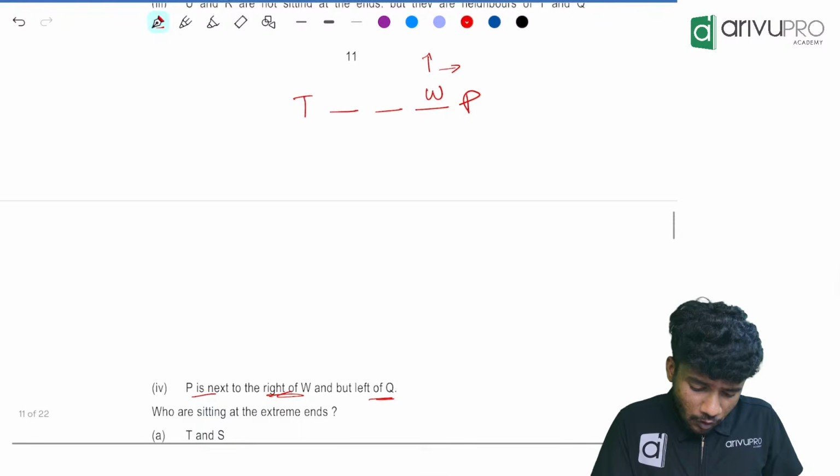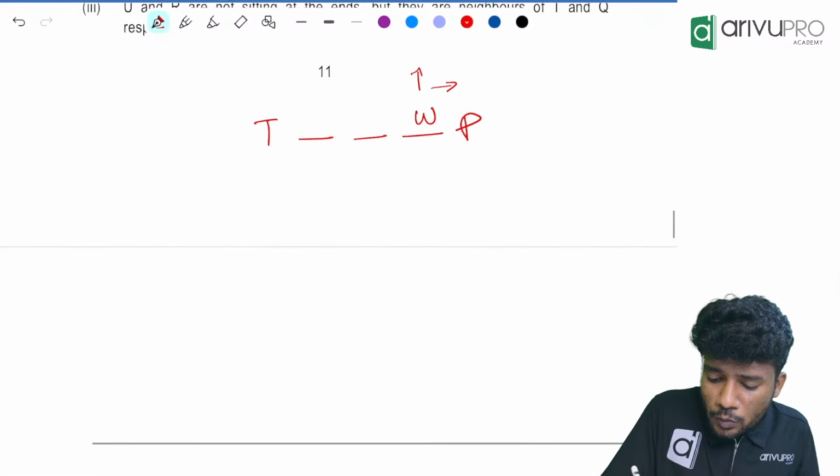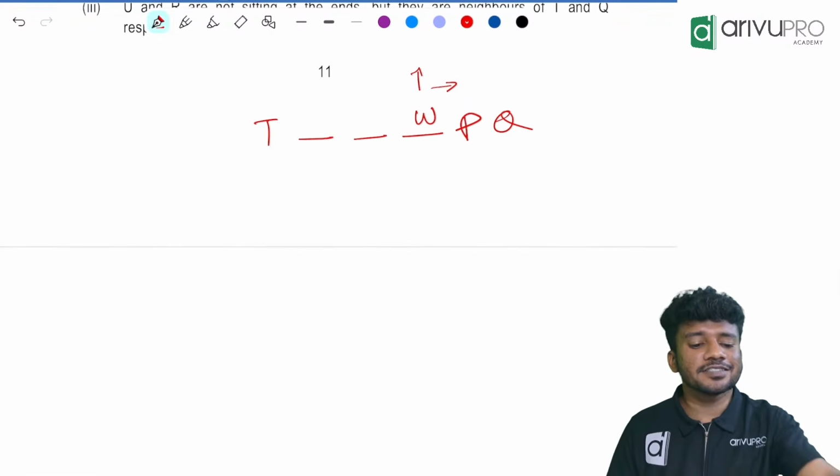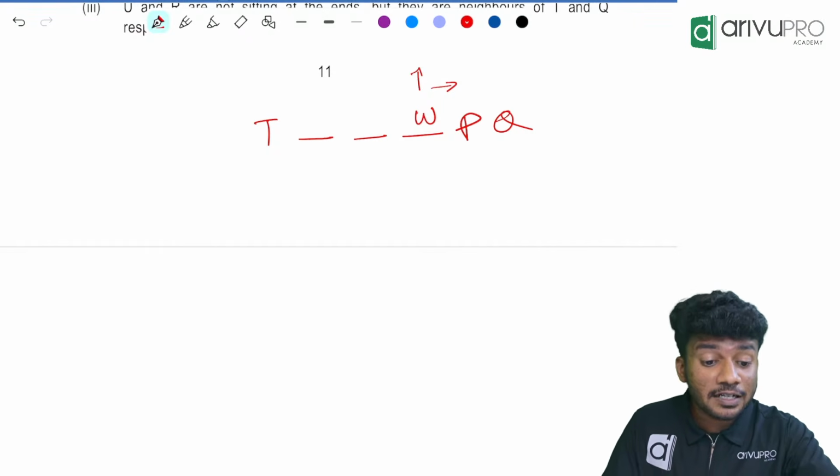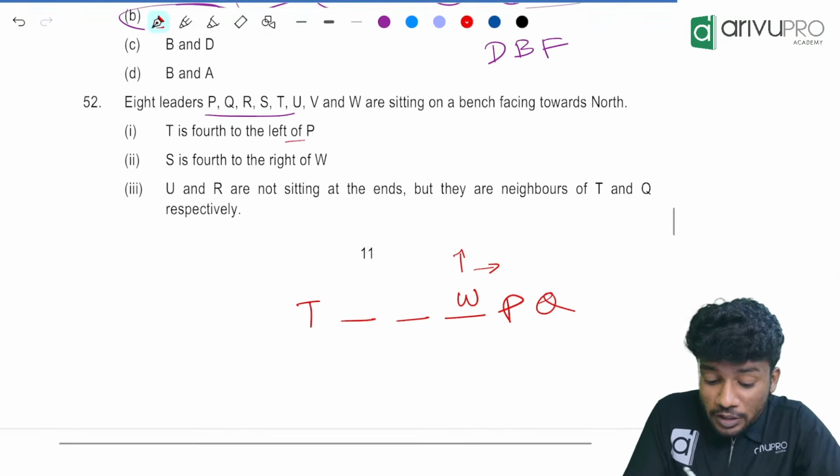P is on the left of Q. Q is over here. That much is done. I hope that you are done till here. Then people, what is the final condition we are going for? We will read what is remaining.